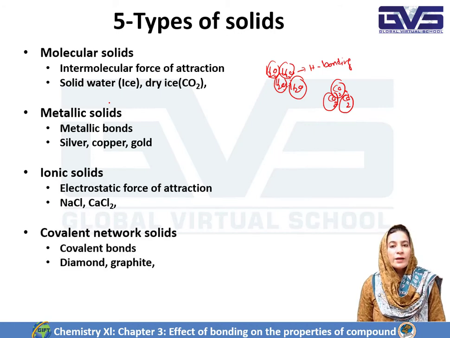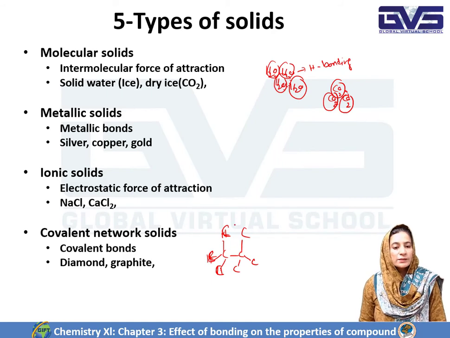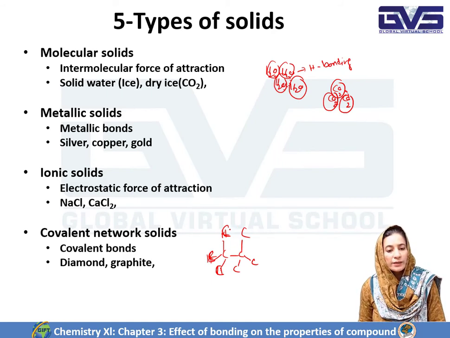Then we have the covalent network solid. Covalent network solid means those giant solids in which a covalent bond is present. For example, diamond. In diamond, I will discuss this in the next lecture, each carbon is attached to the other carbon through a covalent bond like this, and this forms a giant structure. So that is called a covalent network solid.